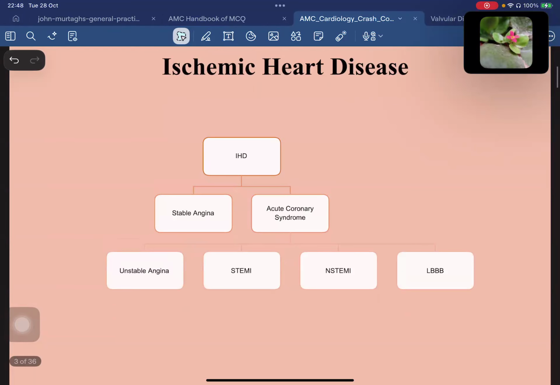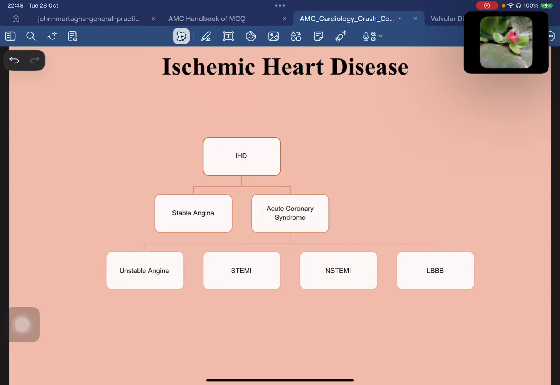So ischemic heart disease, you can always divide it into stable angina and acute coronary syndrome. These are basics. I'm also going to share how I remembered things for the exam. I just remembered stable angina as stable at rest. That's how I remembered it for my exam. You can divide ischemic heart disease into those two.